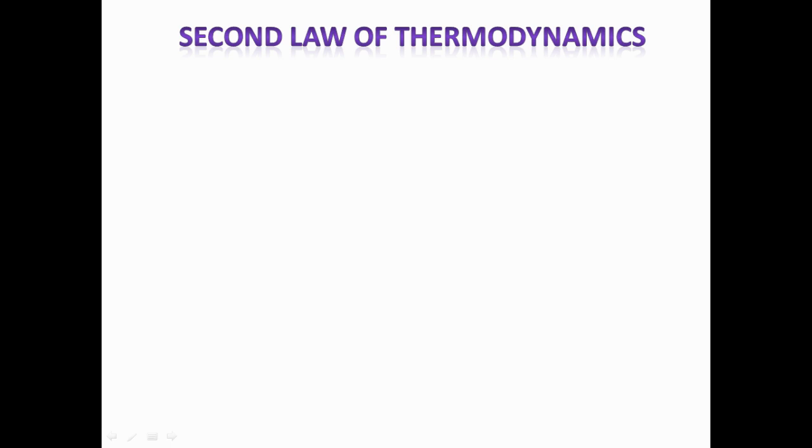And preferably, we are going to discuss what the need for this law is. Why do we need the second law? This law basically predicts the direction of the process. Let's understand what is meant by the direction of the process. So let's take an example.